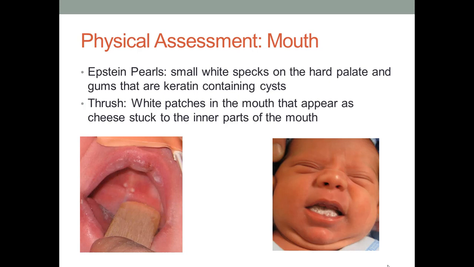There's also thrush. It's kind of like cottage cheese mouth. There are white patches in the mouth, and they're stuck to their mouth. And this is just an indicator of thrush. It can happen if baby's on antibiotics, or if mom's been on antibiotics, or if mom's had a yeast infection prior to or during delivery. Basically, thrush is a yeast infection in their mouth.